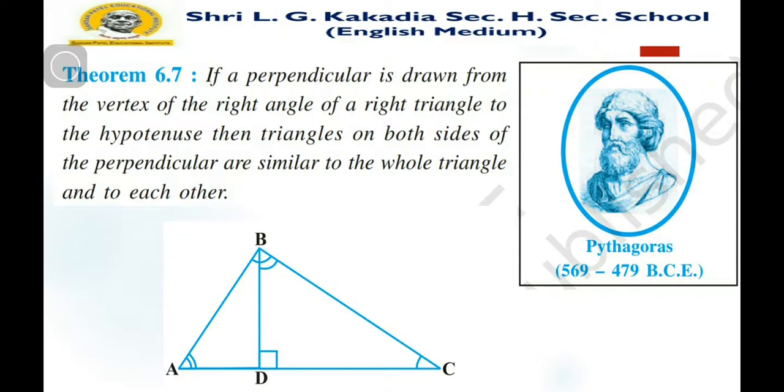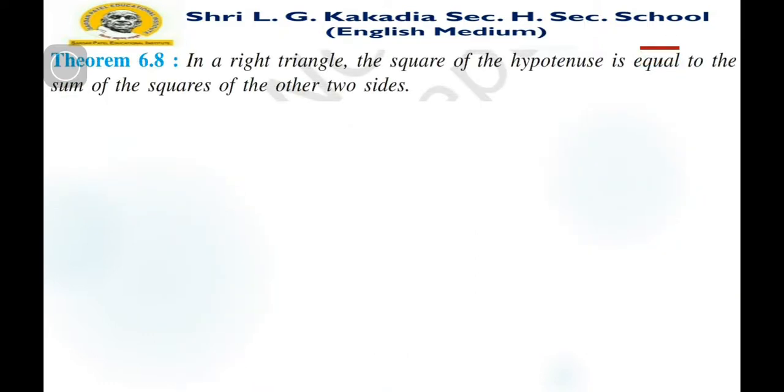So now let us take the Pythagoras theorem. Theorem number 6.8 is known as the Pythagoras theorem. Its statement is: in a right triangle, the square of the hypotenuse is equal to the sum of the squares of the other two sides. We are going to prove this statement using theorem number 6.7.